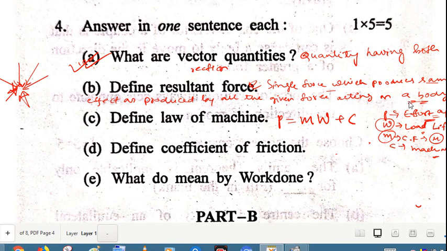So the resultant is that single force which can replace all other forces acting on a body. So that is the resultant force.